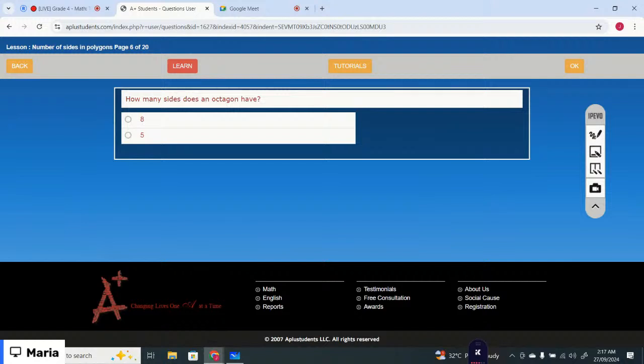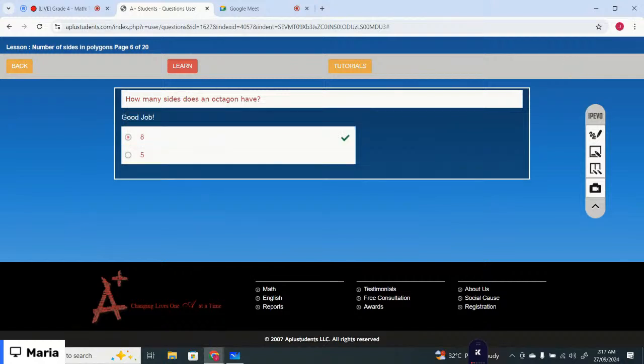How many sides does an octagon have? Octa means eight, right? So an octagon has eight sides. Option number one is the correct option.